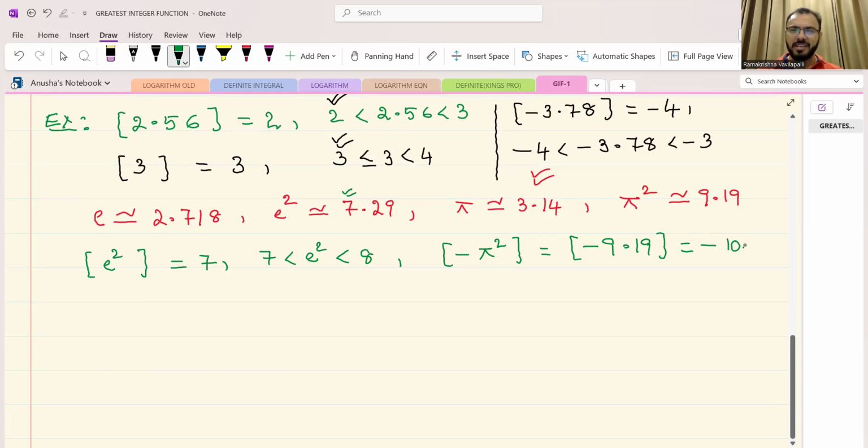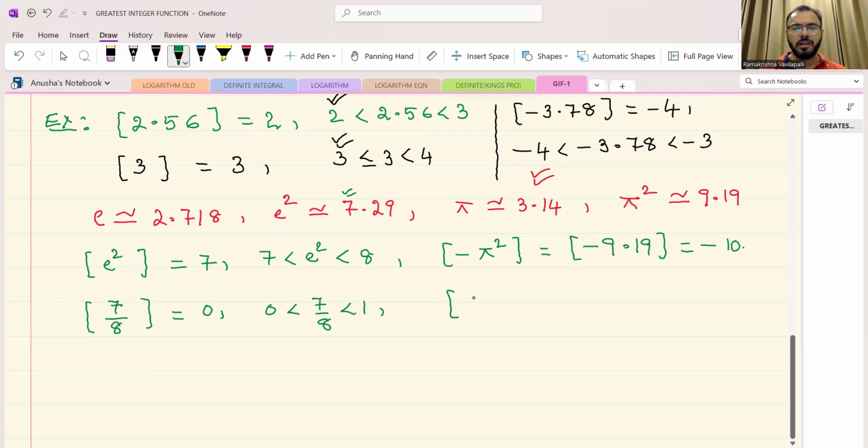Now I will write the greatest integer function definition once again. Before that, I'll give some more examples, like integral part of 7 by 8. Anyway, 7 by 8 lies between 0 and 1, so its integral part is 0.